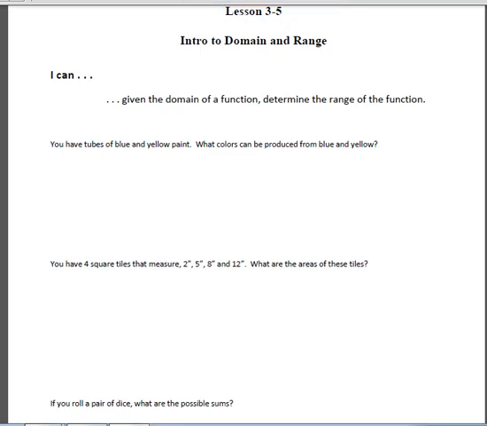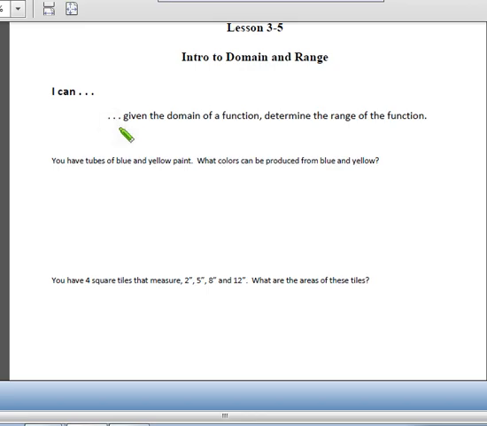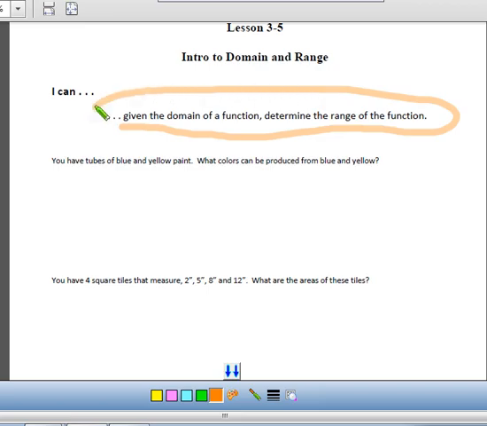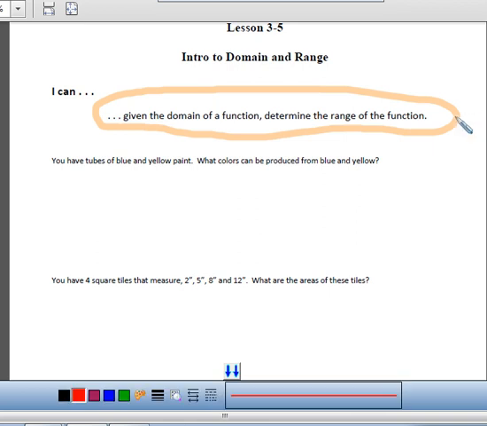Let's take a look at the target for this lesson first. The target is, I can give the domain of a function, and given the domain of a function, determine the range of the function. So we're going to find what the range is once we're given the domain. Another way to think of this is if we are given the x value, we're going to determine the y value. Or if we're given the input, we're going to determine what the output is. Okay? Alright, so we have some examples on page 25 we're going to talk about.